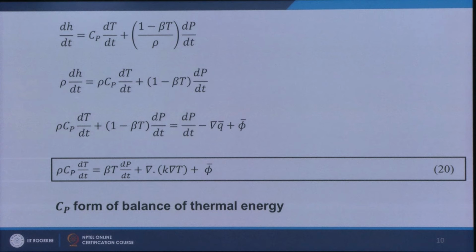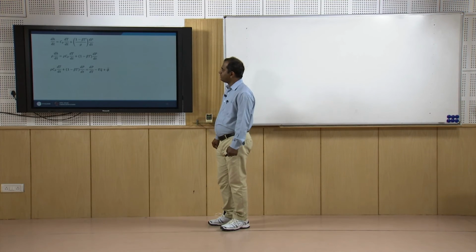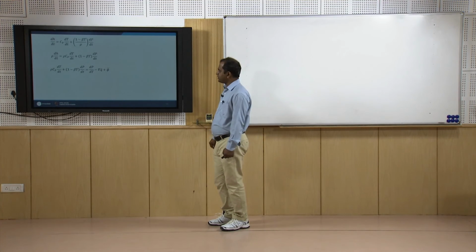So, let us put this whole term in the thermal energy balance equation, which is in H form. On the left hand side I have substituted this rho into ddt of H with this term, and the right hand side is the same as usual: minus del Q plus ddt of P plus the viscous dissipation phi. So, we get this equation where Cp is involved. A little bit of simplification will give me the Cp form of our thermal energy balance equation.